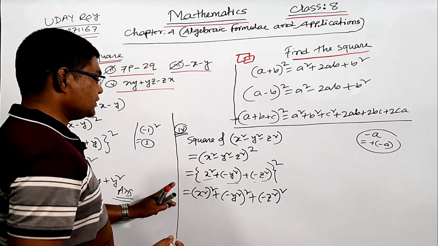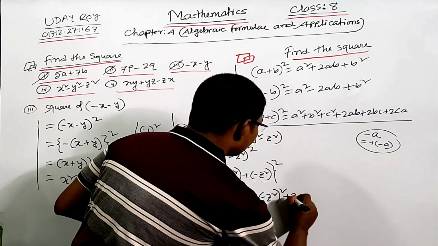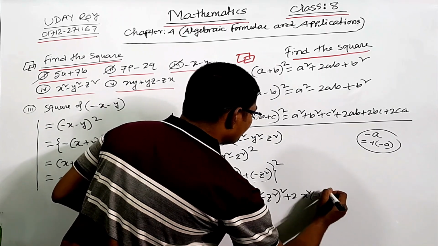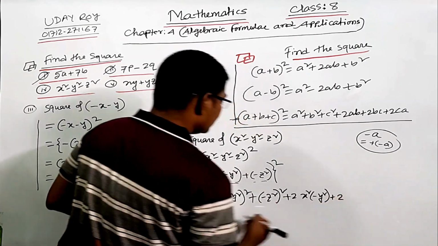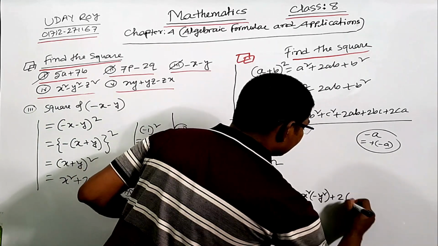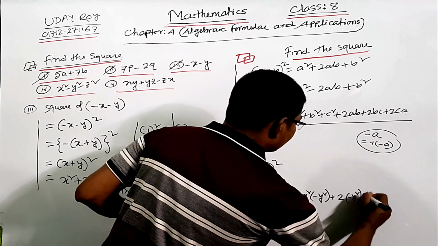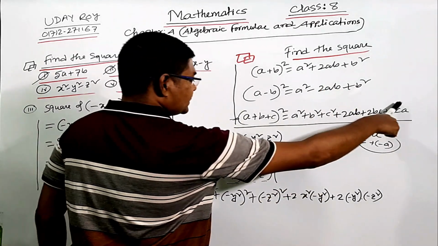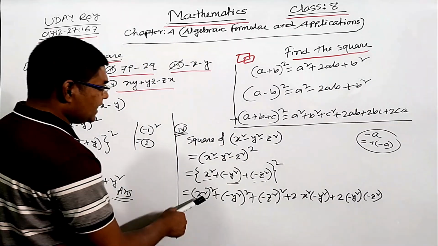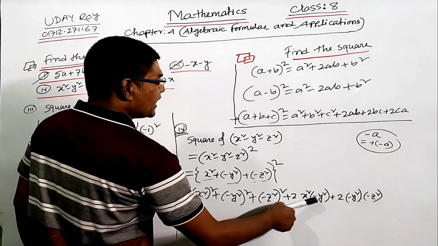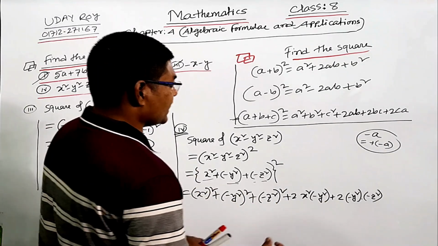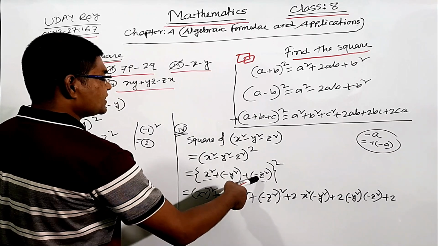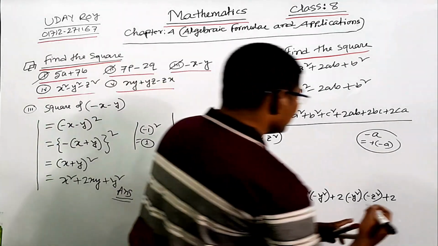Now 2ab. So please write 2ab plus 2bc plus 2ca. You can see here a square plus b square plus c square, 2ab, 2bc plus 2ca. You can write here 2c, here c position is z and a position is x square, 2ca.